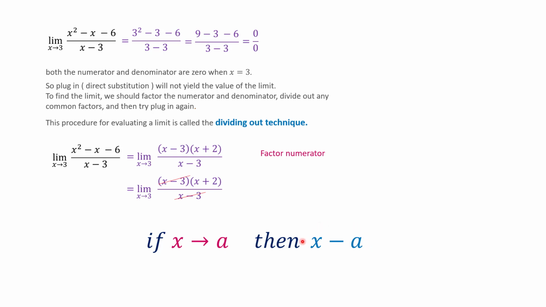This factor is the reason that when we plug in a in our limit, we get 0 over 0. And by cancelling this common factor from numerator and denominator, we can find the limit. So again, as x approaches a, the common factor is x minus a. For example, when x approaches 2, the common factor is x minus 2. As x approaches negative 1, the common factor is x minus negative 1, or x plus 1.